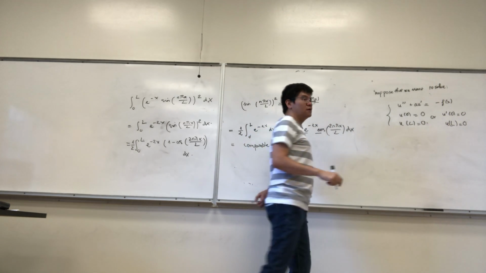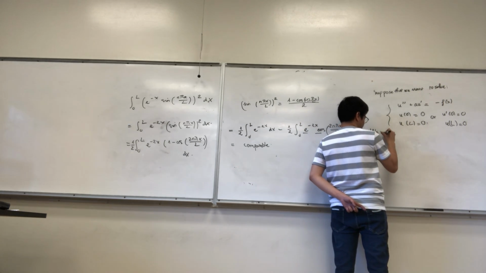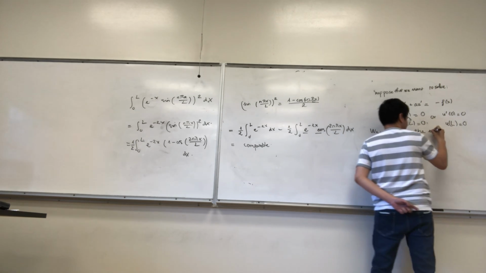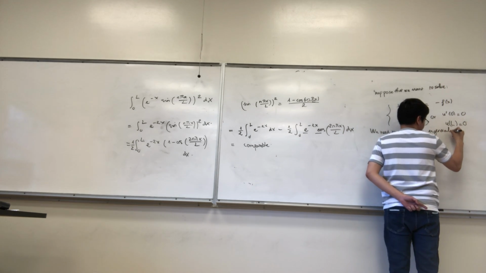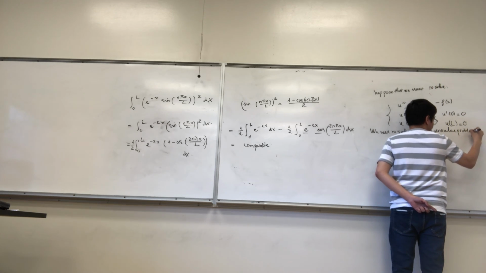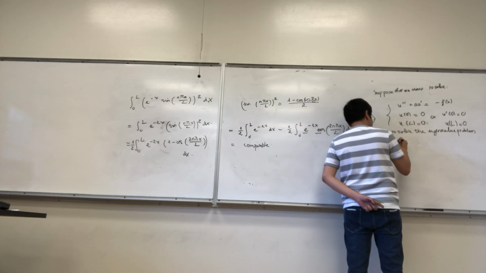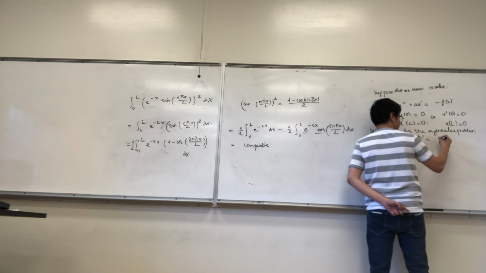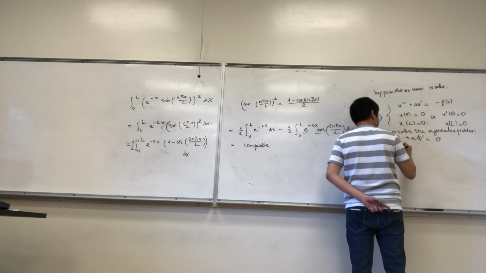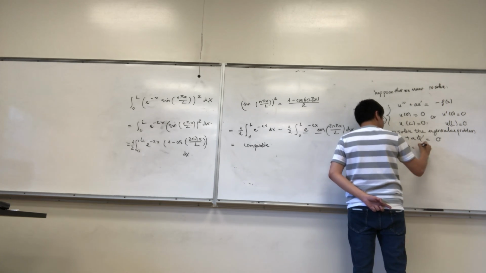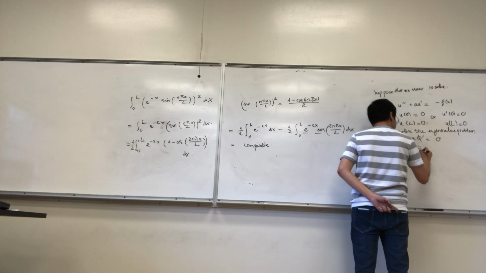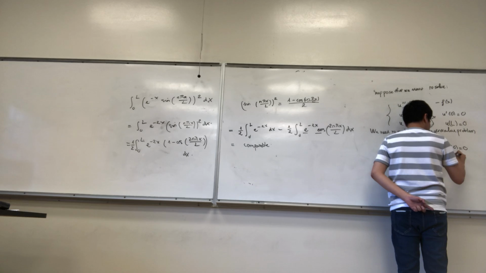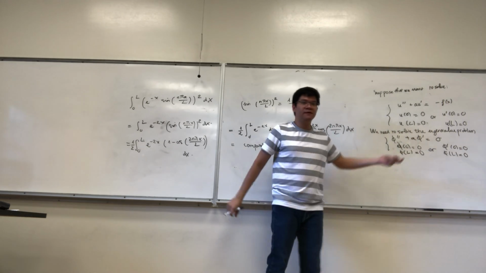So we need to solve the eigenvalue problem: phi second plus a phi prime is zero with the same boundary condition. phi of zero is zero, phi of l is also zero, or phi prime of zero is zero, phi of l is also zero, right?